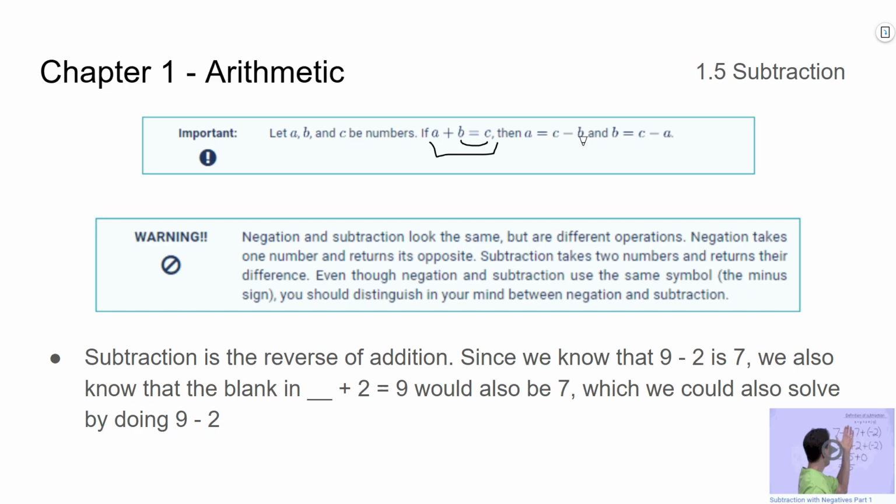So A equals C minus B, and also B equals C minus A, whichever. If you want A or if you want B, you can get each of them by just taking the other away from the sum.